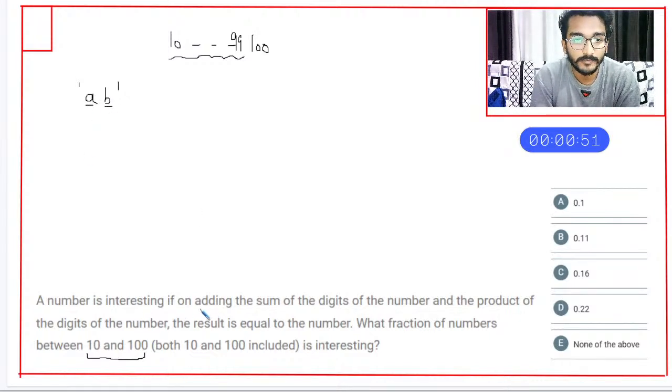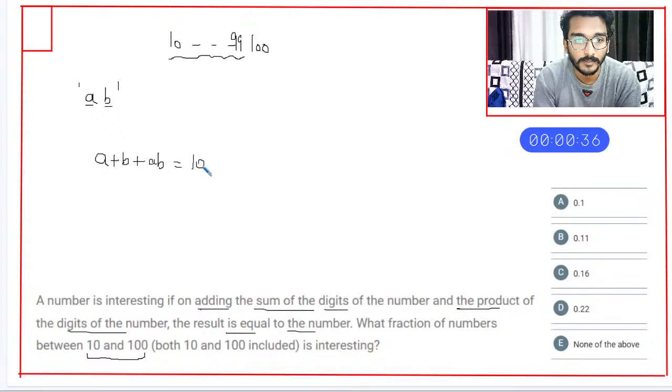A number is interesting if on adding the sum of the digits and the product of the digits of that number, the result is equal to the number itself. So we have to add the digits, and multiply the digits. The number is 10A plus B. So we can say A plus B plus AB equals 10A plus B, so AB equals 9A, and therefore B equals 9.